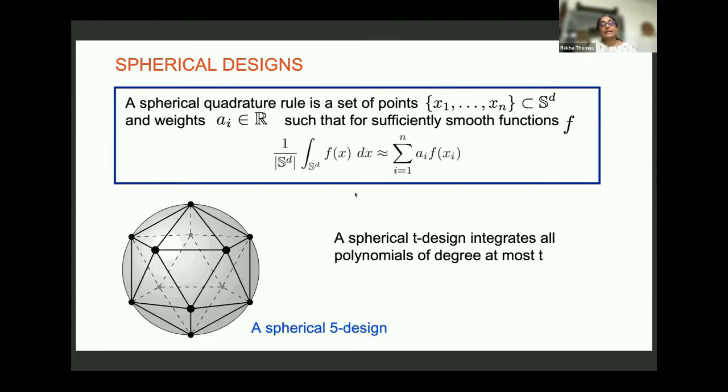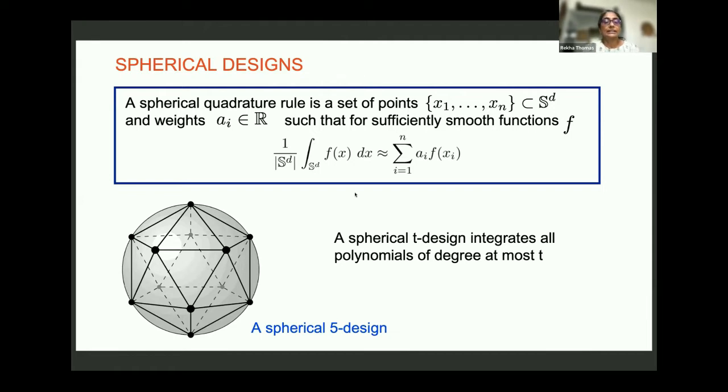And on the sphere, the right functions to integrate are the spherical harmonics. Okay, so spherical harmonics are simply polynomials. So these are polynomials restricted to the sphere, but they're also harmonic polynomials. And they're organized by degree. So in general on a sphere, we say that you have a spherical t-design if the collection of points x1 through xn will integrate all polynomials of degree at most t. Okay, so we only care about polynomials restricted to the sphere that are harmonic. Harmonic means that it has to be annihilated by the Laplace operator on the sphere.